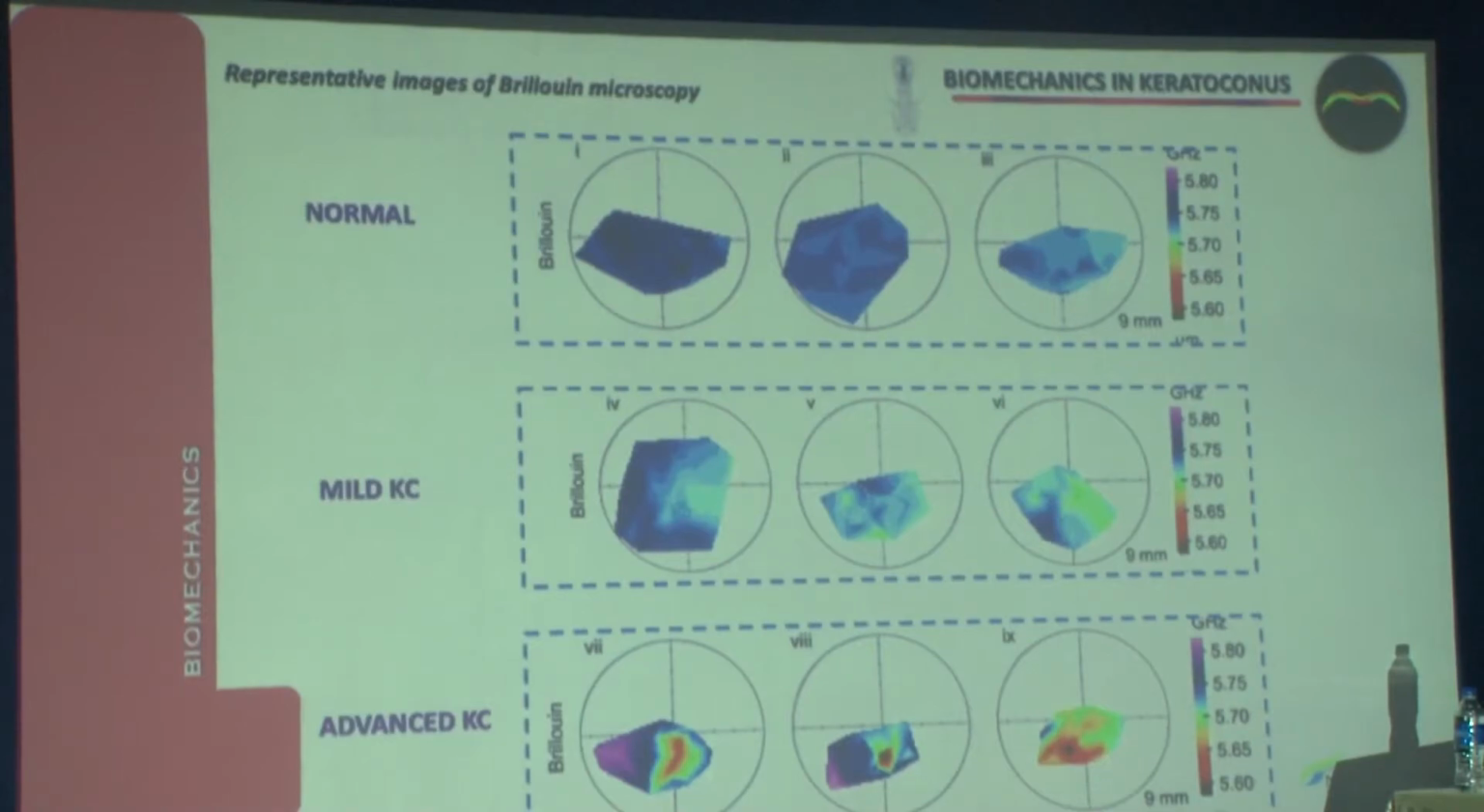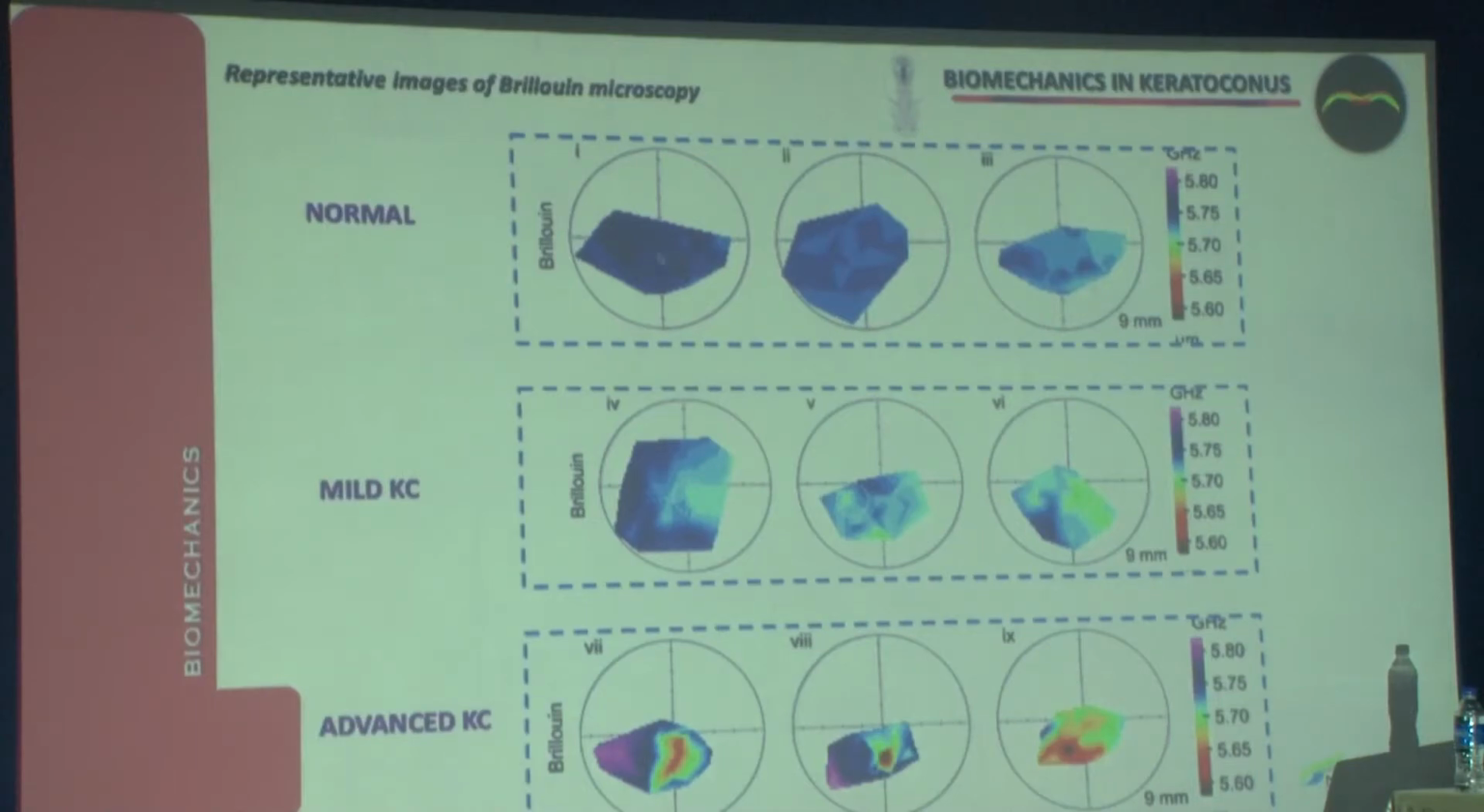But what's going to be the future is Brillouin microscopy. Brillouin microscopy actually gives a three-dimensional biomechanics of the eye, and it gives the heat map, which is the true biomechanics of each point of the cornea. It's a technology which is at the research level, but slowly and steadily it will come into our practice as well. So in Brillouin microscopy, you'll see how mild keratoconus and advanced keratoconus look. As I said, it's an indirect heat map.